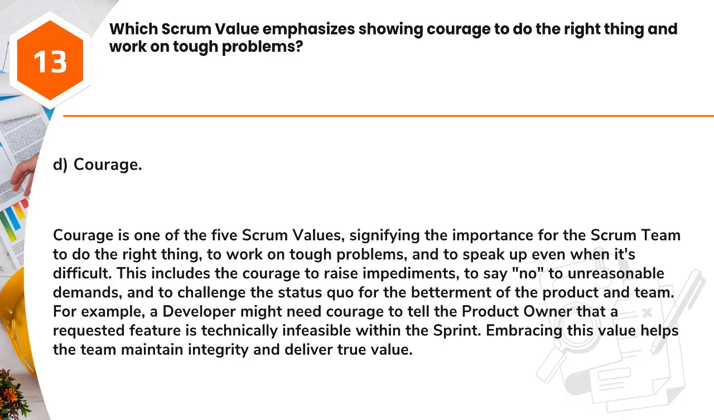For example, a developer might need courage to tell the product owner that a requested feature is technically infeasible within the sprint. Embracing this value helps the team maintain integrity and deliver true value.